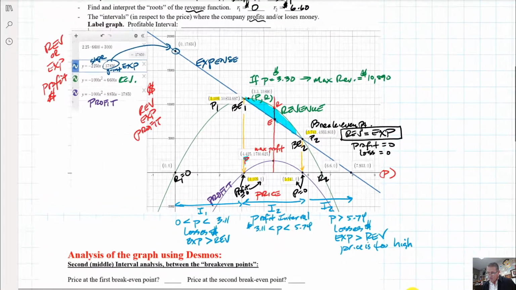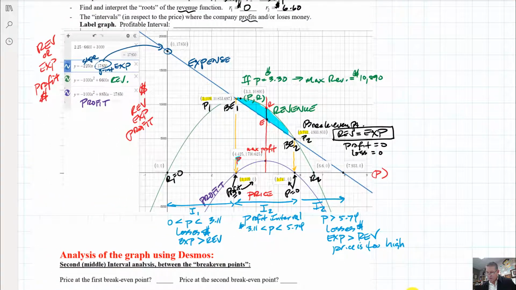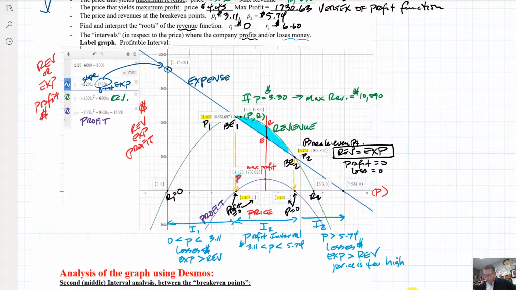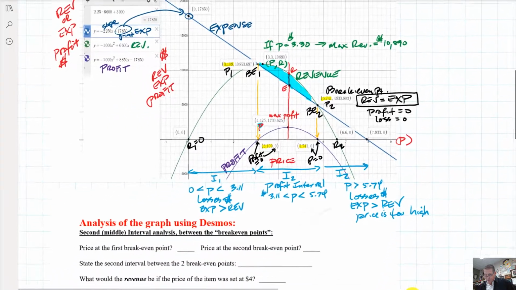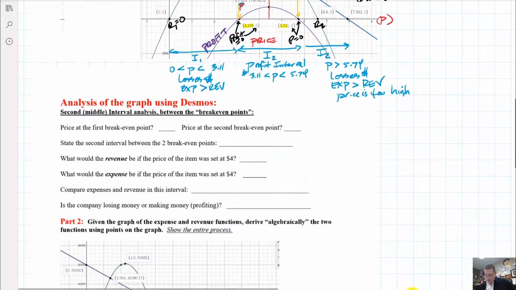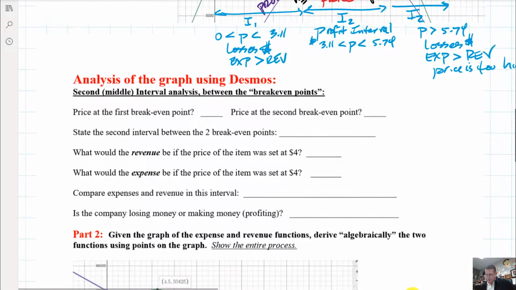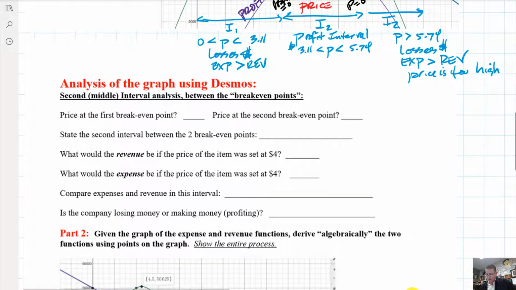And that, my friends, is the last part here. It says, what are the intervals in respect to the price where the company profits or loses money? Well, there you go. And that, my friends, is the first problem. So now what we need to do is take a look at part 2. Actually, before that, we have to answer all these questions here too.